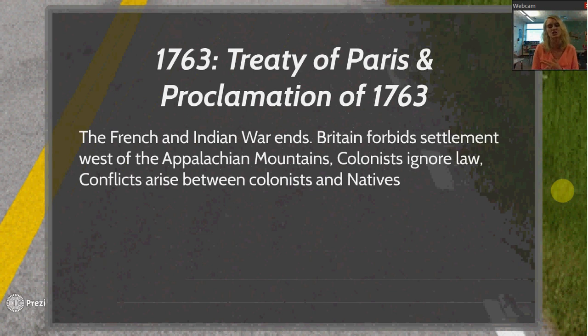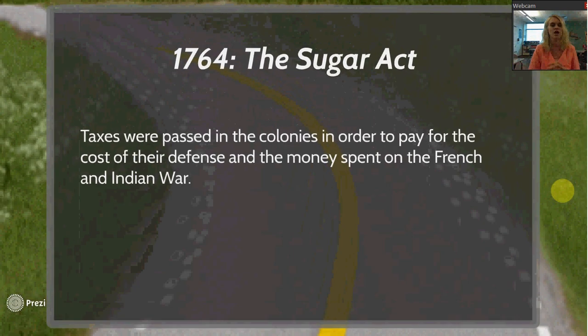And just after the French and Indian War, due to some issues with the Native Americans in the West, the British passed the Proclamation of 1763. This is going to be the first in a series of laws that make the colonists really unhappy, where they forbid them to settle west of the Appalachian Mountains. The colonists, of course, promptly ignore the law, and that's going to lead to a lot of conflicts between the colonists and the natives in the West. But like I said, this is really just the first in a series of laws that are going to annoy the colonists pretty much.